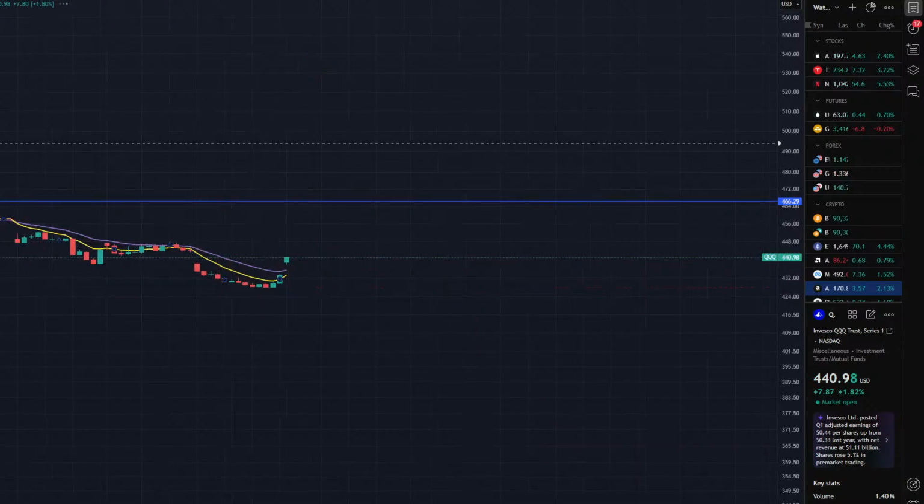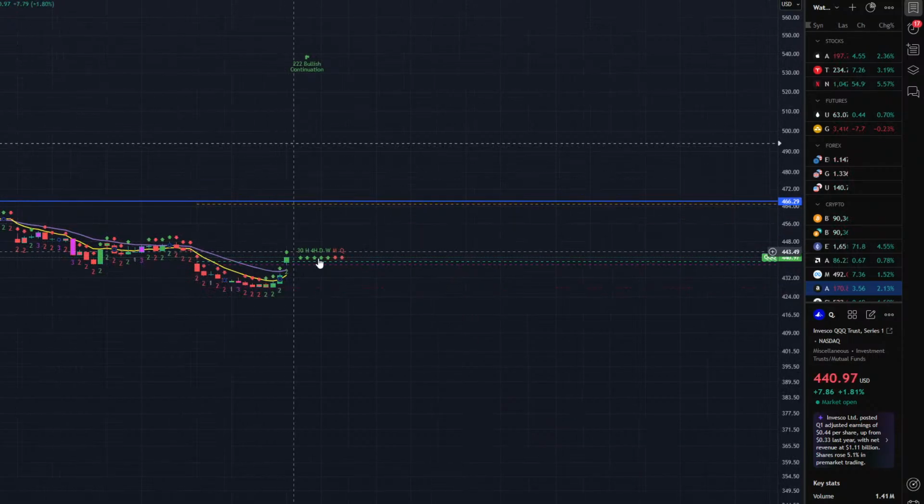View right now. I entered in some QQQ calls, some 440 0 day. Just let that run.